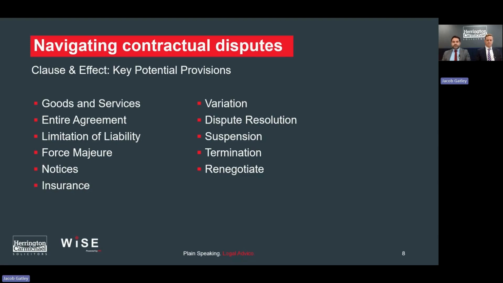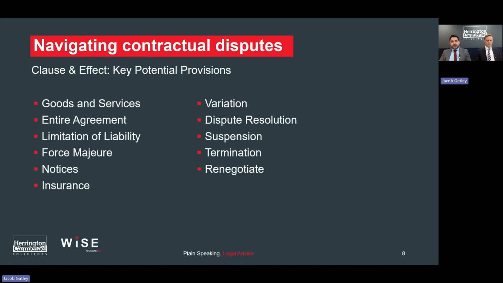And then what is very much the nuclear option is termination. It's always good to know what the grounds for termination are in the contract. Given the nature of this provision, we strongly suggest getting legal advice on that point before exercising a right to terminate. The reason being that if it's not done correctly, you can inadvertently put yourself at risk and be on the receiving end of a claim for damages for breach of contract for wrongful termination.